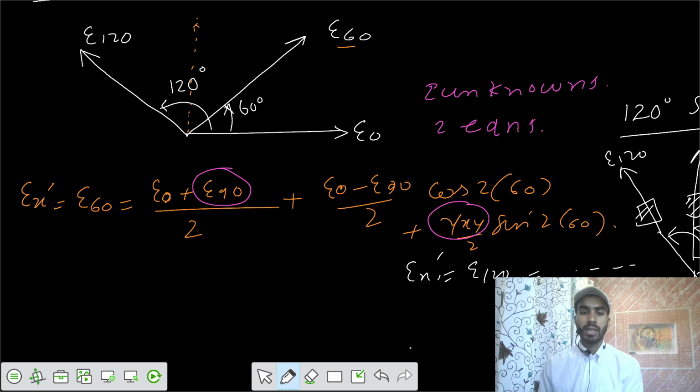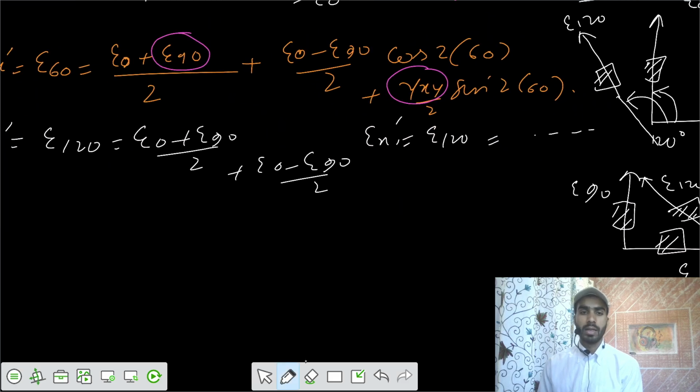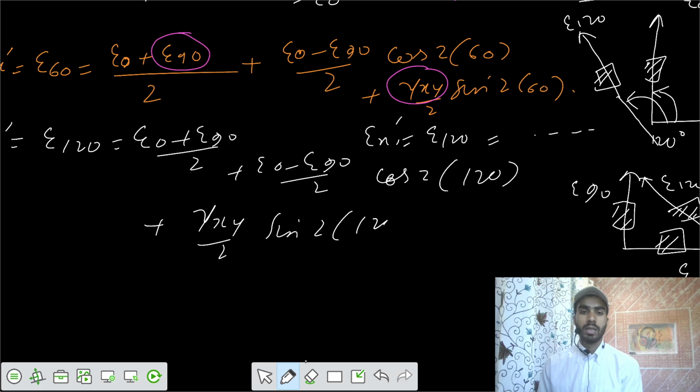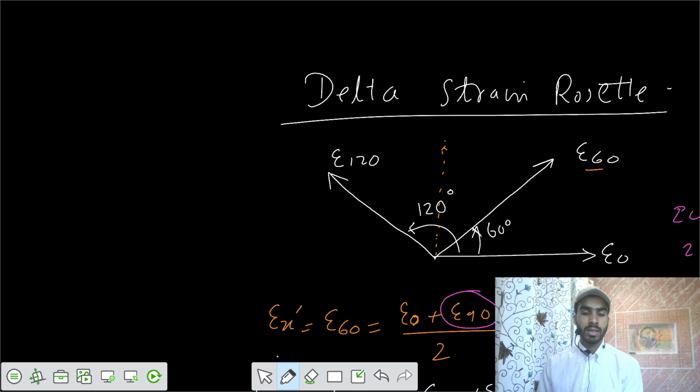So the next equation would be for E120. So next EX dash equals E120. That's E0 plus E90 by 2 plus E0 minus E90 by 2 cos 2 theta plus gamma XY by 2 sine 2 theta. Then from the two equations, we can get the unknowns E90 and gamma XY. This can also be represented in terms of delta. So this is our delta.